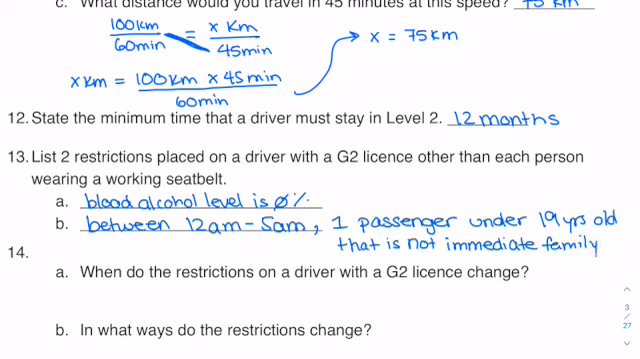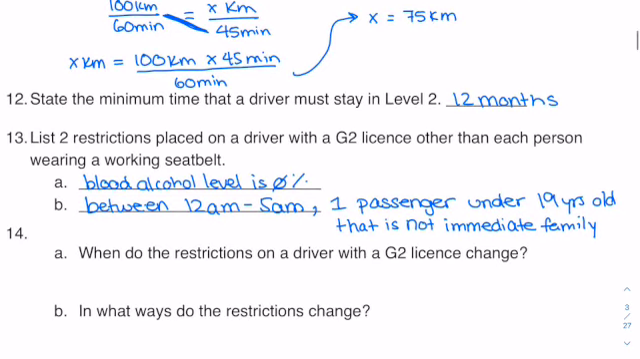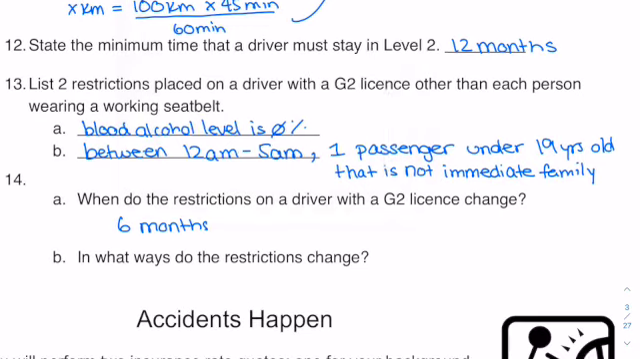All right, when do these restrictions change? That's 6 months in. So the way that will change is that you can have 3 people instead of 1 under 19.